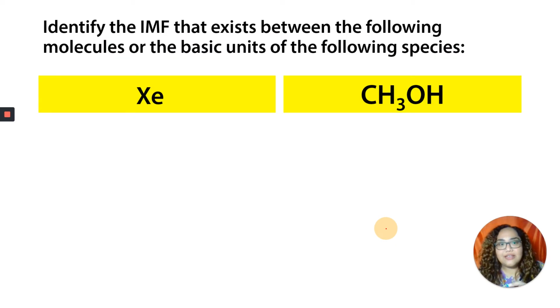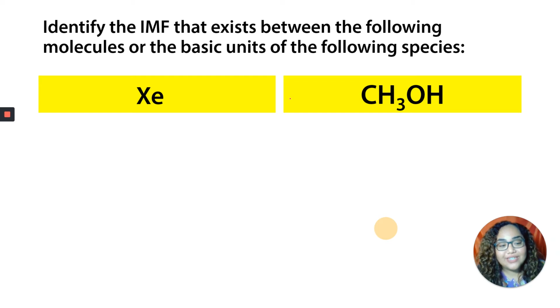So in this activity, we're going to identify the intermolecular force that exists between the molecules or the basic units of the following species. Okay, let's start with xenon. Now, what is xenon? Because it is a noble gas, it doesn't really have to exist with another element. So it can exist on its own.